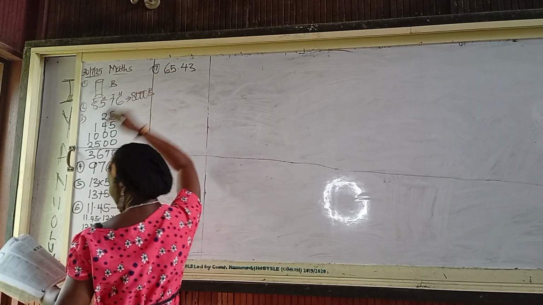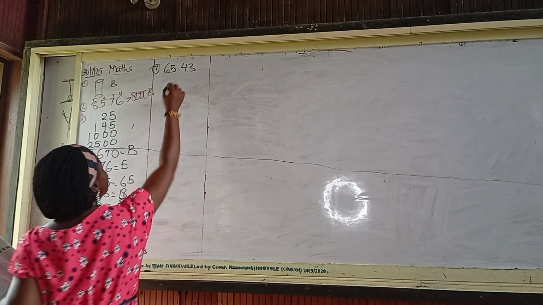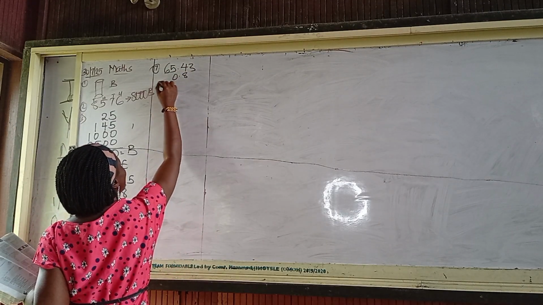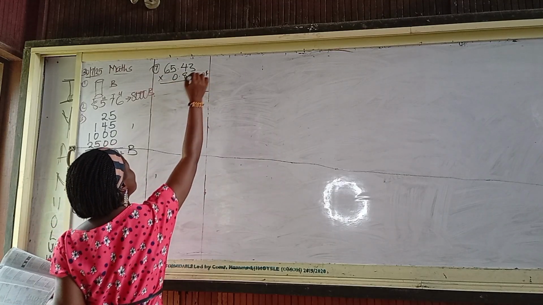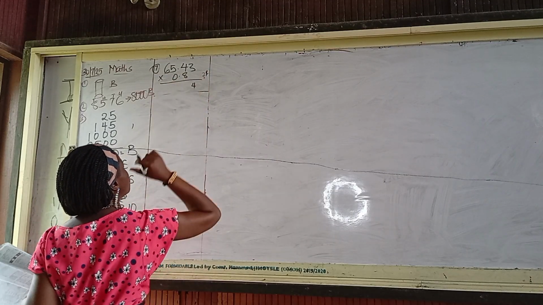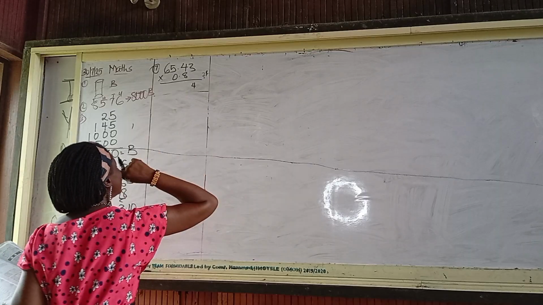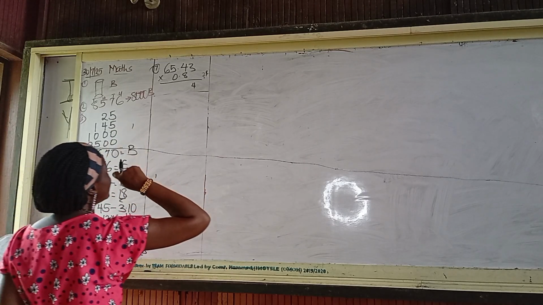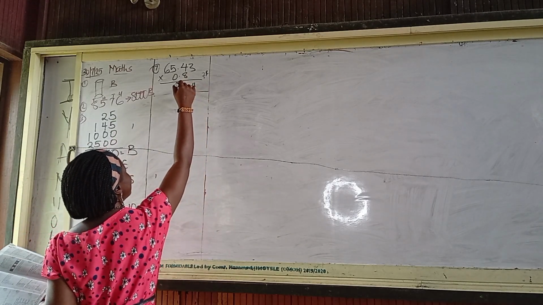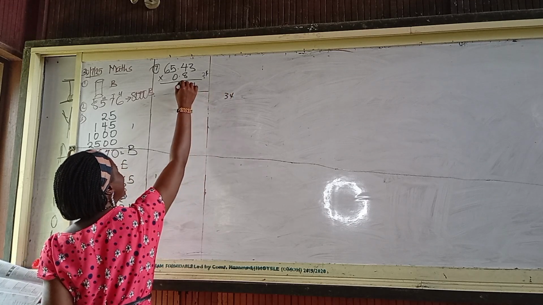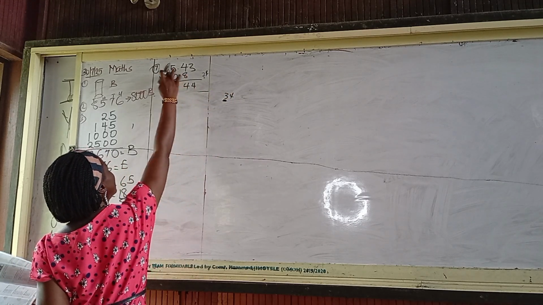65.43 and 0.8. You need to place your figures well. 8 multiplied by 3, that is 24. You are writing 4, holding 2. 8 multiplied by 4, that is 32. 32 plus 2, that is 34. We are writing 4, holding 3.